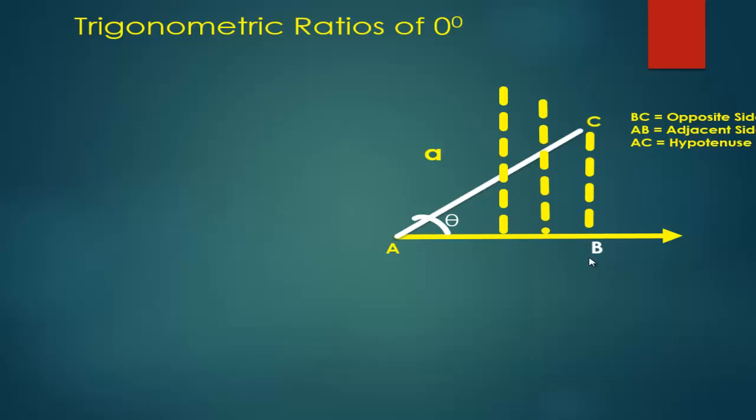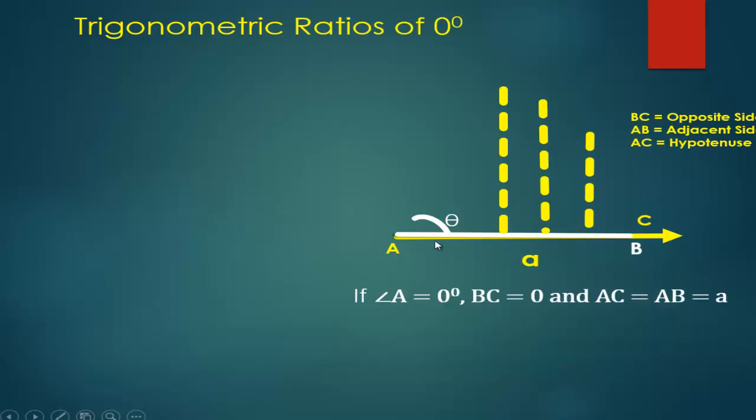And when we decrease gradually, at one stage the angle becomes 0. The height, that is the opposite side, will also become 0, and the adjacent side would be equal to AC, that is the length A. That means when angle theta becomes 0, BC equals 0, that is the opposite side becomes 0, and AC equals AB equals A, meaning hypotenuse equals adjacent equals A.